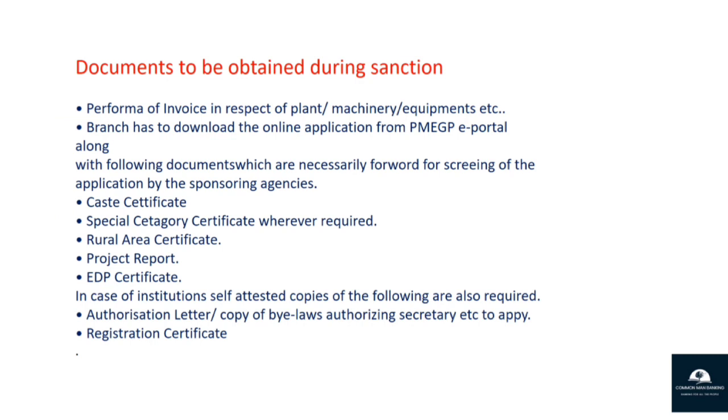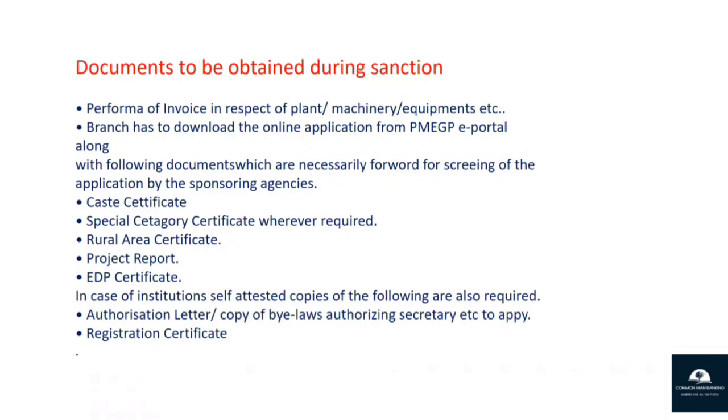And the documents to be obtained during sanction. As I already mentioned, the pro forma invoice and the downloaded application along with the necessary documents, and another one is your caste certificate. Whichever category you belong to, according to the category only, the central government will provide the subsidy. So the caste certificate is a necessary document, and a special category certificate whenever required. Especially if you are handicapped, the subsidy will be more, so if you have a handicap certificate, you have to produce it.